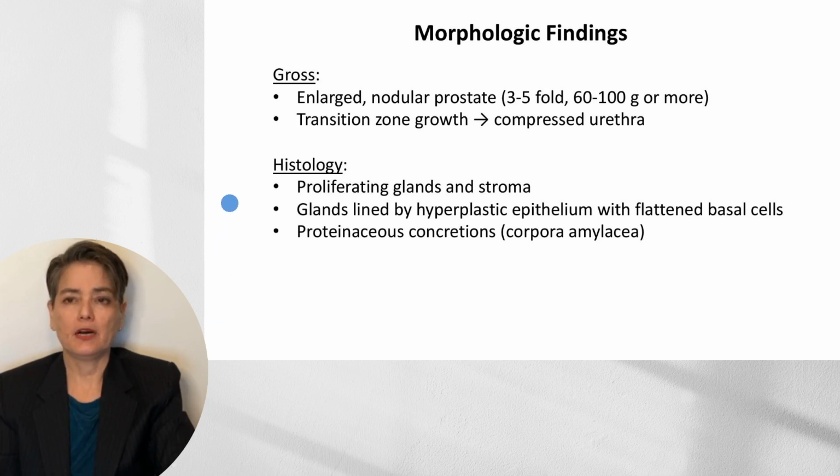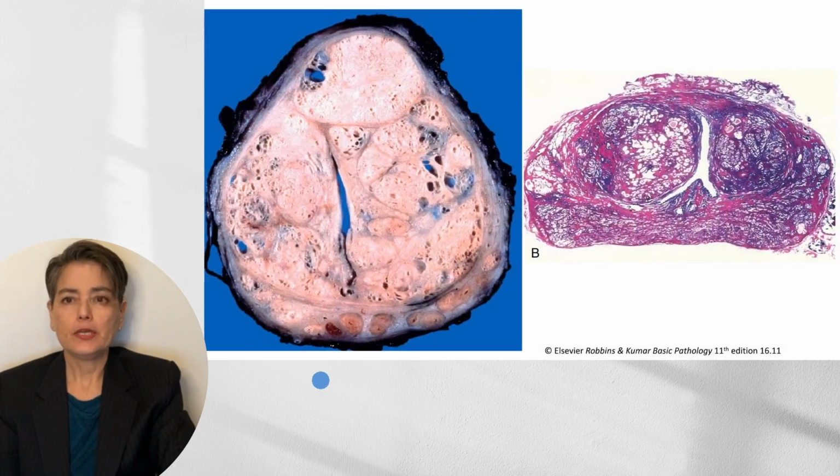Histologically, we will see proliferations of both glands and stroma. These glands will be lined by a hyperplastic epithelium, and we will see these flattened basal cells. They can be difficult to recognize, so we may use immunohistochemistry to highlight them. In addition, we can see proteinaceous concretions, which are called corpora amylaceae. So here is a gross specimen of prostate.